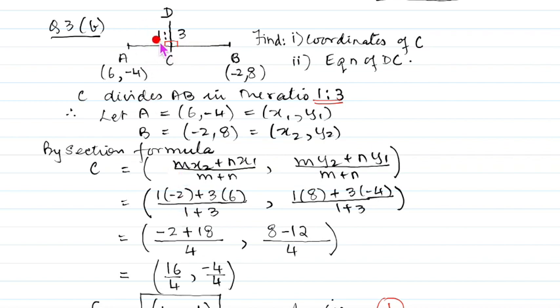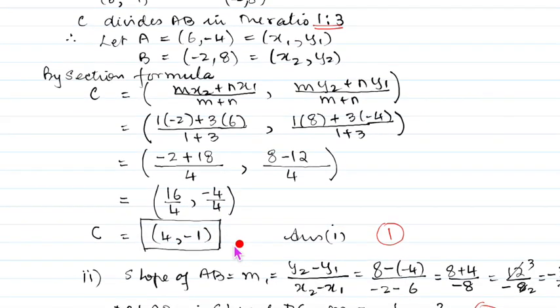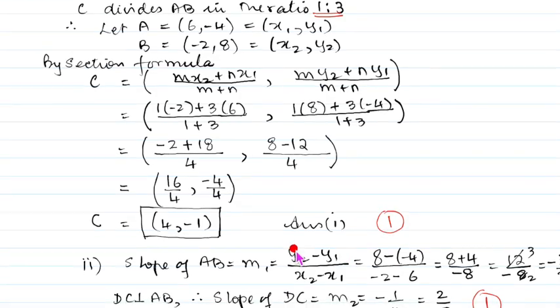So you will have 1 into this and 3 into this. Can you see that? And that upon 1 plus 3, that is 4. Now here my2, so this into 8, this into minus 4. Can you see that? And that will give us, now this is very simple, 4 comma minus 1. You get this, you get your first mark.